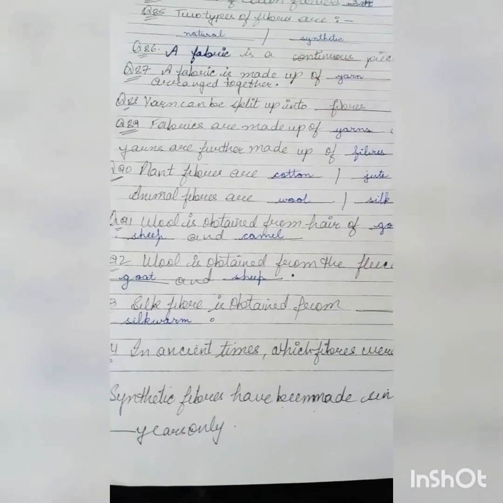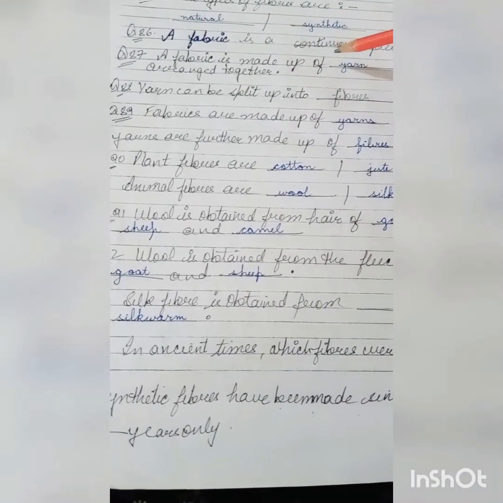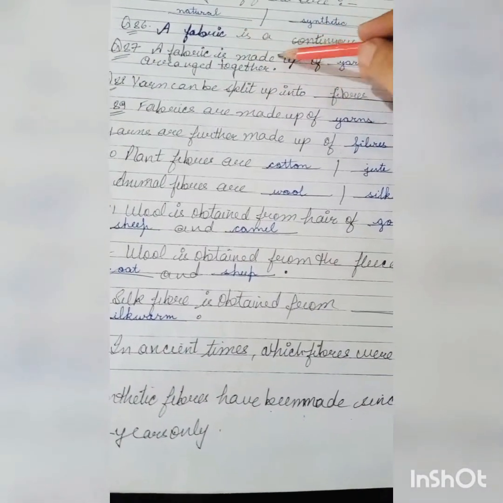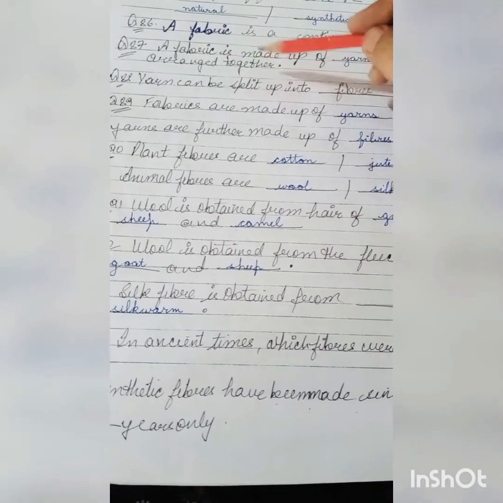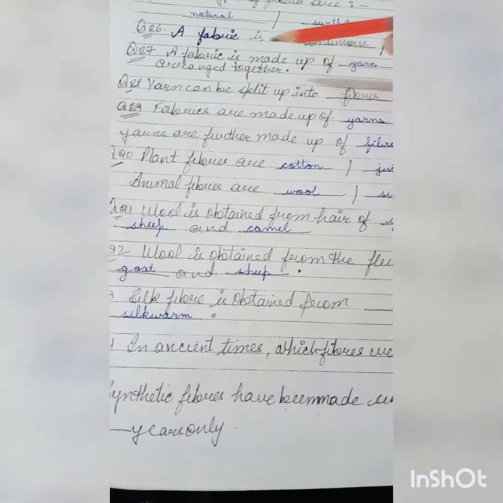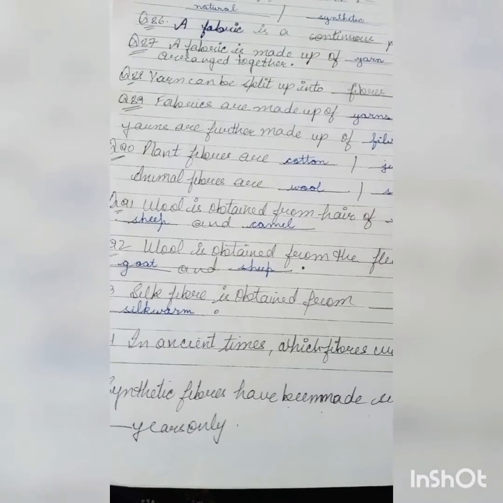A fabric is made up of dash arranged together. So a fabric is made up of yarn arranged together. Yarn can be split into dash. So yarn can be split into fibers.